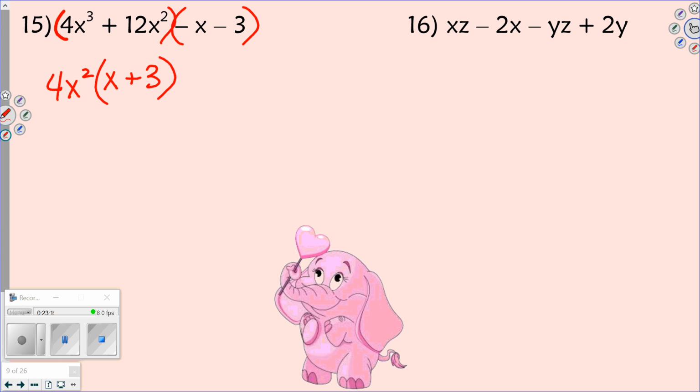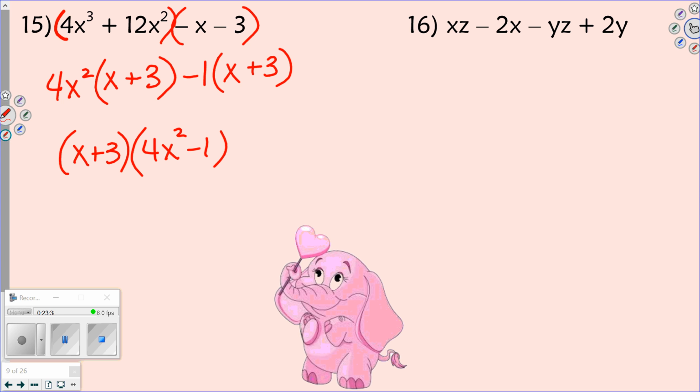Good. GCF in the second one? Negative 1. Leave me with x plus 3. Common factor? Leftovers? Does that go any further? Mm-hmm. How's that factor? 2x plus 1, 2x minus 1.